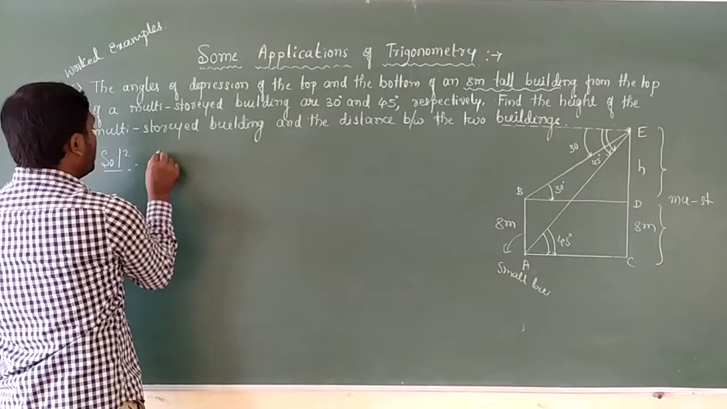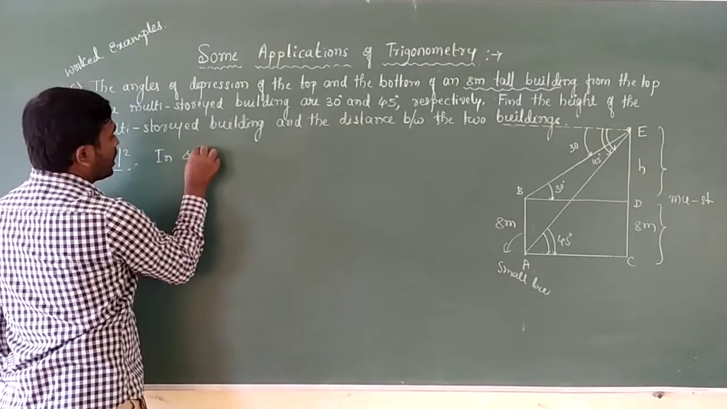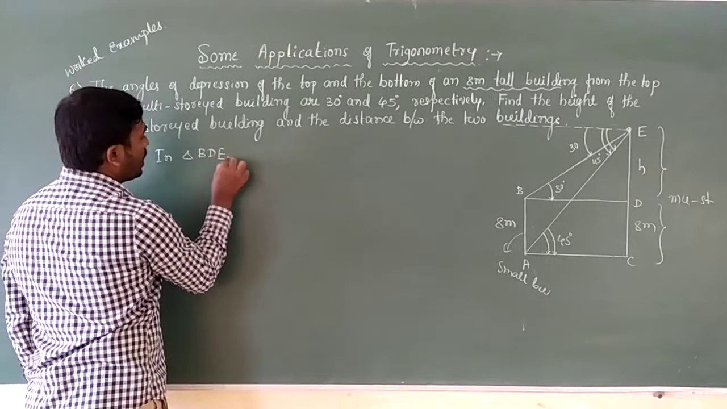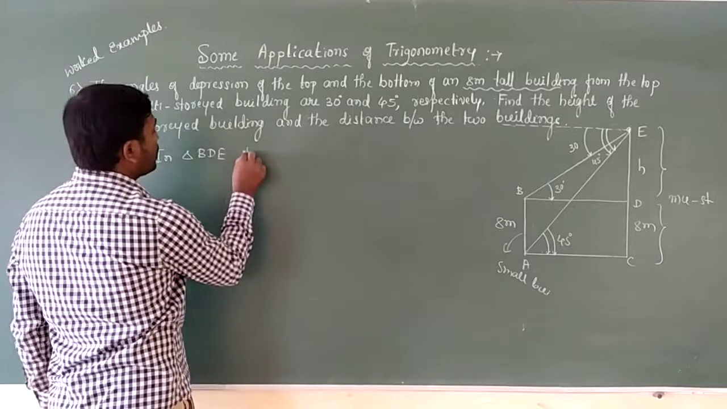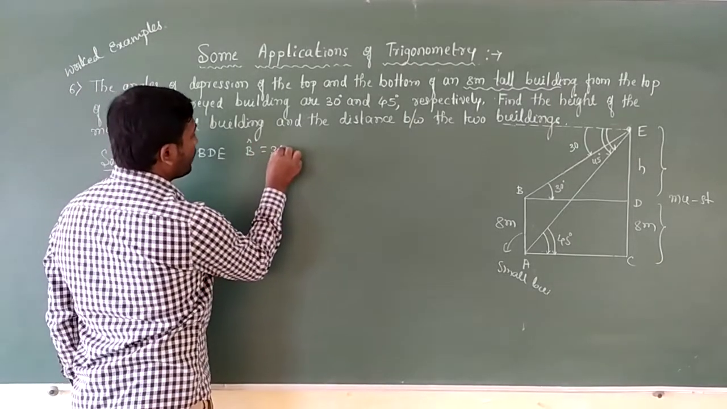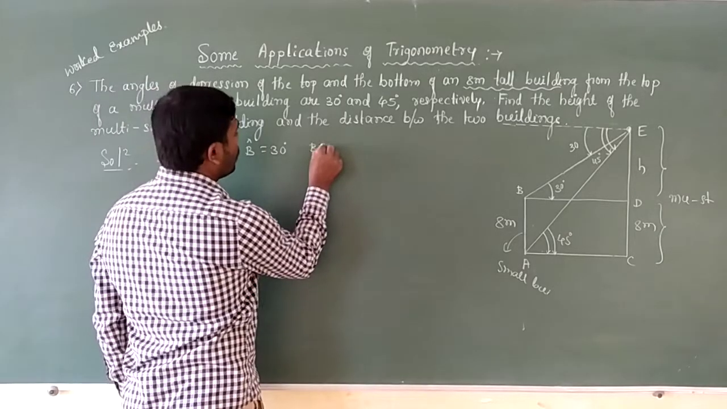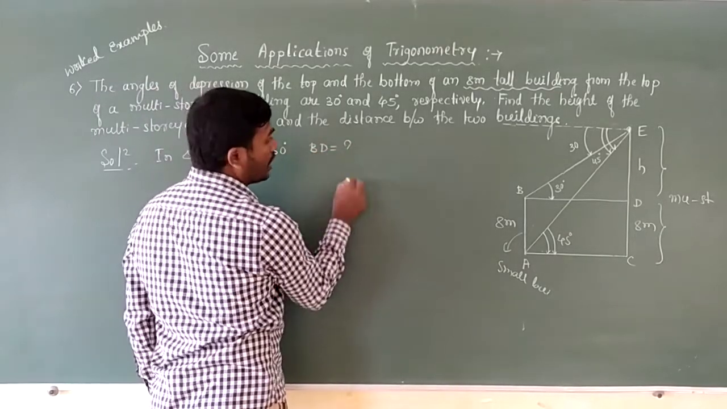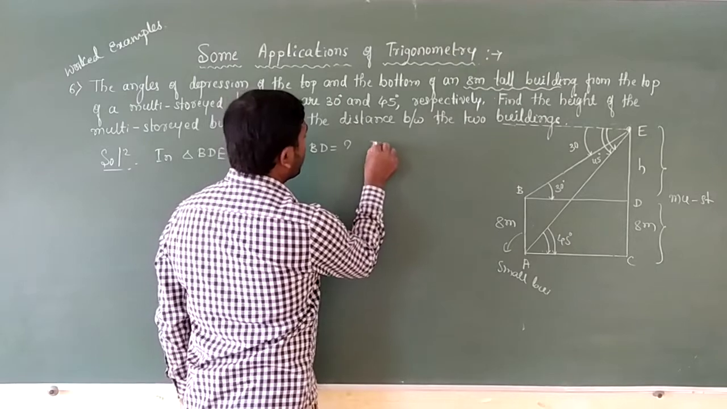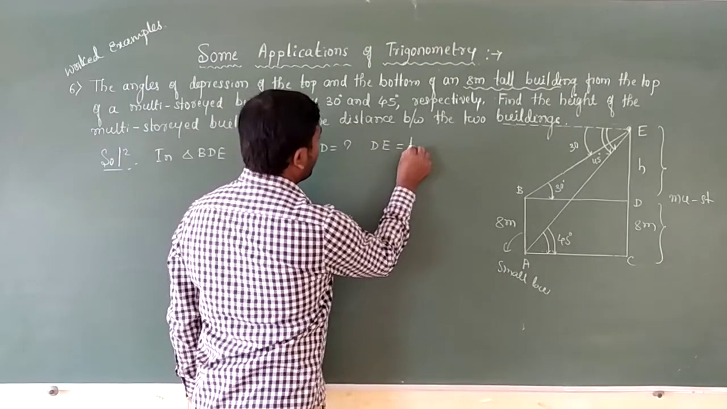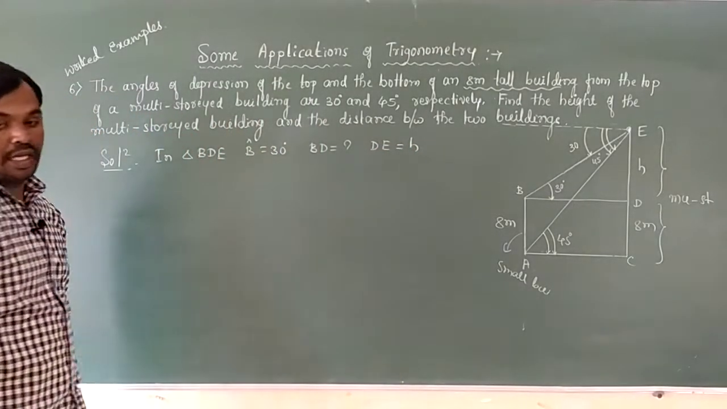In triangle BDE, what is given there? Angle B is equal to 30 degrees, and BD we don't know. This is what we need to find. And DE we have taken as H.